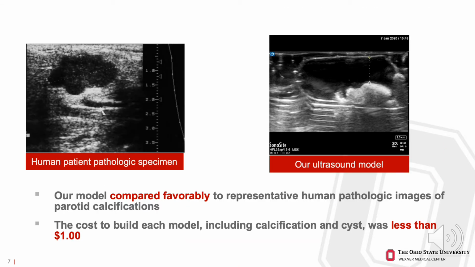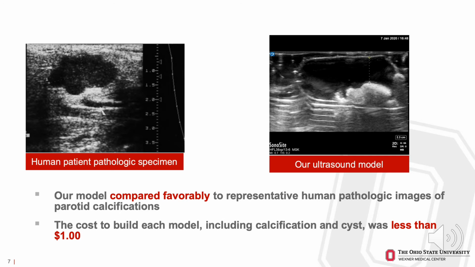In comparing our ultrasound model to that of a human patient, you can see here on this slide that it does compare favorably. The gland itself is relatively hypoechoic, as you can see both on the left and on the right. So the left is a real human patient pathologic specimen, and the right is our representative image from our ultrasound model. So you can see that the gland is hypoechoic, and then in the inferior portion, so in the far field of both images, you can see a calcification within the gland.